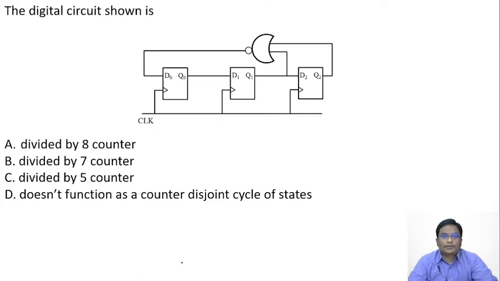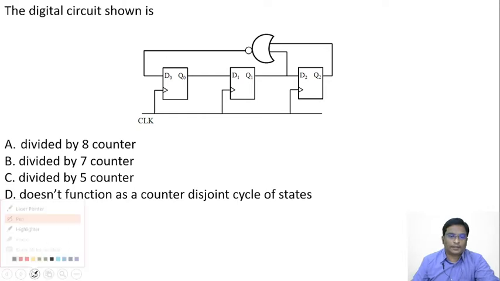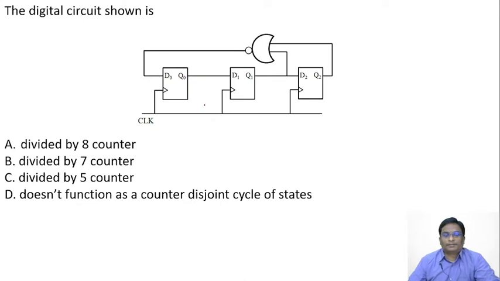This question came from digital electronics only, and it seems like a counter. They're asking which type of counter. Options A, B, C, D: divide by 8 counter, that is mod 8, mod 7, mod 5, or doesn't function as a counter. They're asking about different types of counters. So here, no need to do everything.